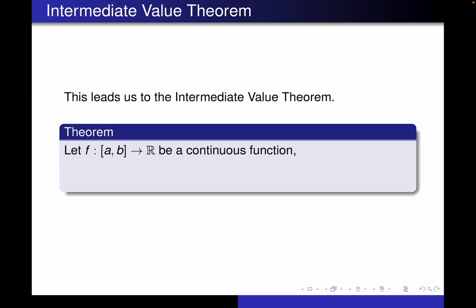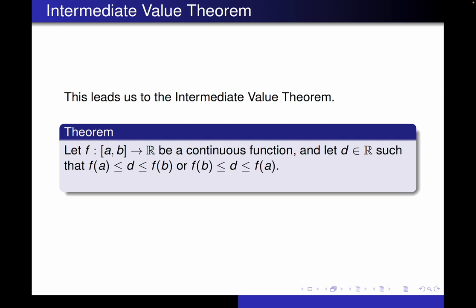Let f be a function whose domain is the closed interval [a, b], and whose codomain is the real numbers, and assume it's a continuous function. And let d be some number that is between f of a and f of b. So in other words, either d is greater than or equal to f of a and less than or equal to f of b, or d is greater than or equal to f of b and less than or equal to f of a. Then there is some c in the domain such that f of c is equal to d.